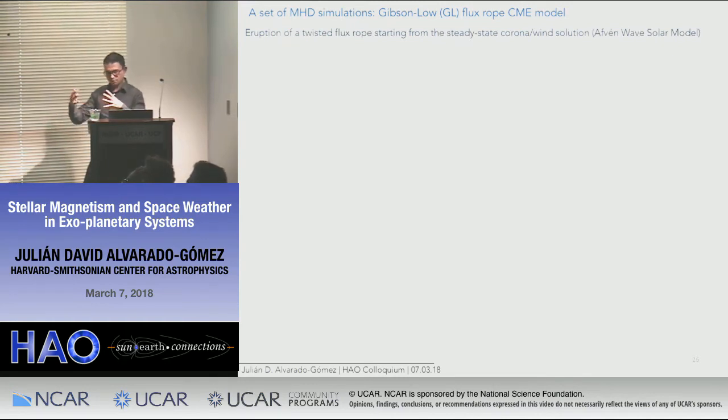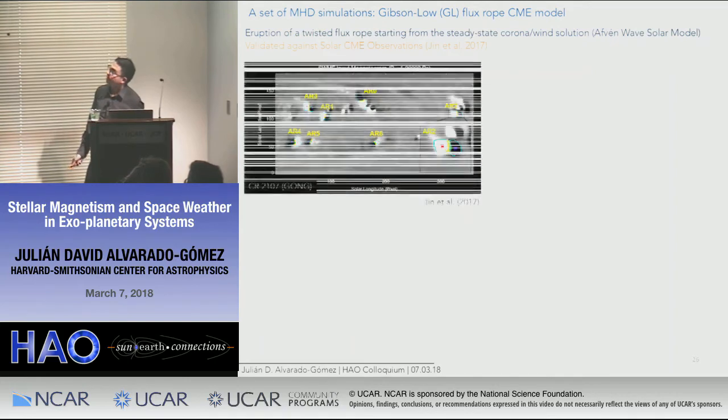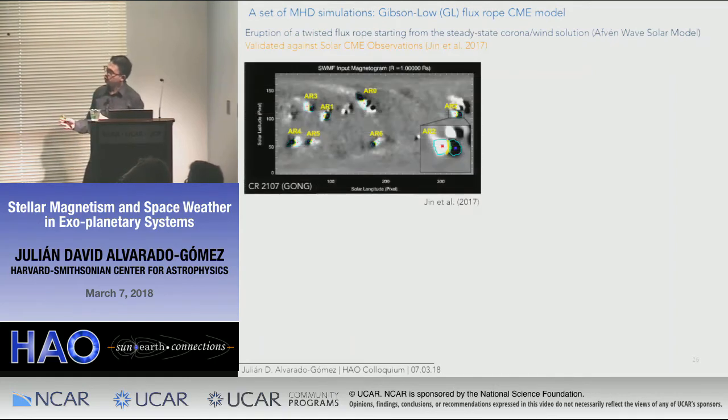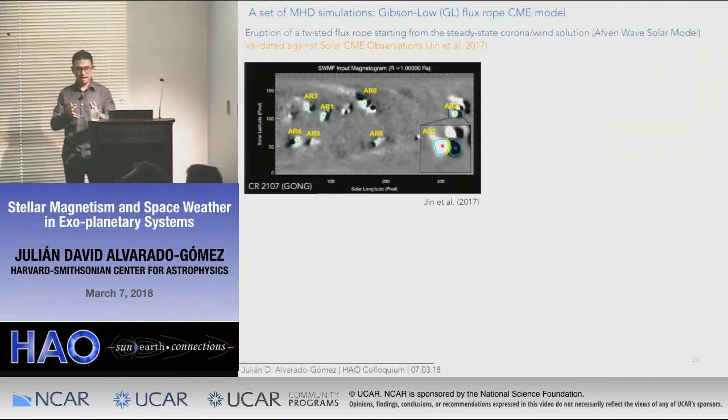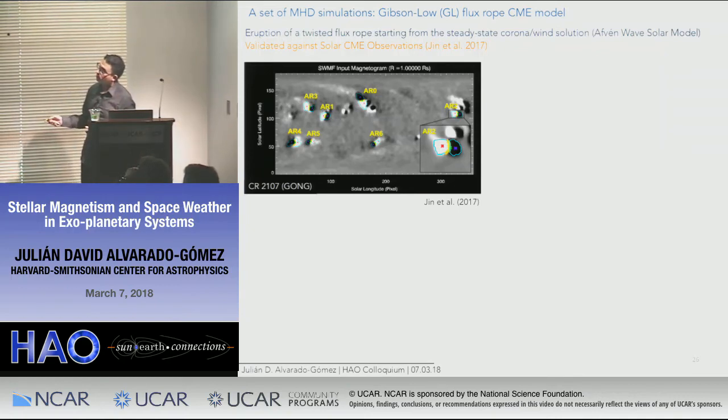We actually started eruptions in an already developed stellar wind, so our CMEs are going to flow in our solution. We follow very closely what was done for the validation of this model in the solar case, because we don't want to simulate artificial things that have absolutely no connection to what we observe in the Sun. So we follow very closely the solar CME study that was used to calibrate the model. This was done by Meng Jing et al. last year, using this particular magnetogram and this particular active region here.